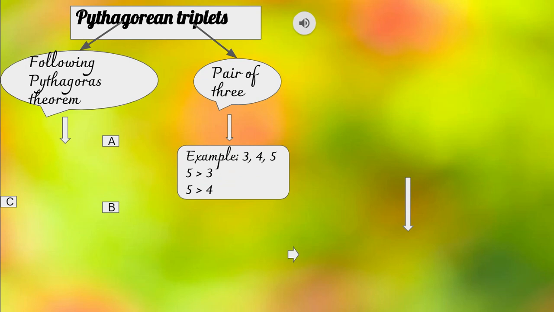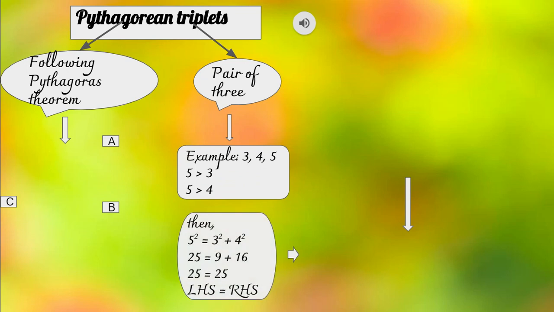Let's see. 3 square plus 4 square is equal to 5 square. 3 square is 9 plus 4 square is 16. 9 plus 16 is 25. So 5 square is also 25. So it is correct. So any three numbers such that the sum of the squares of two numbers is equal to the square of the third number, if this relationship holds true, those three numbers form a Pythagorean triplet.